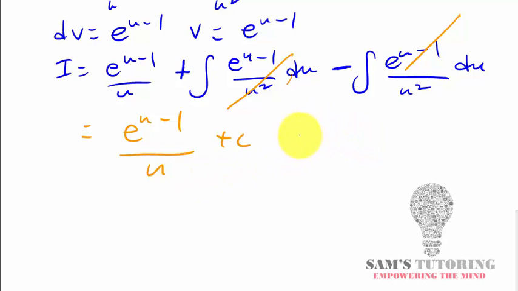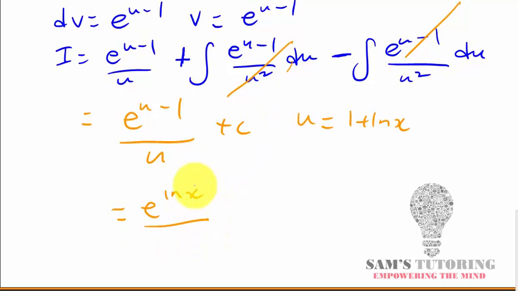Please don't forget, you need to substitute back. We had u as 1 plus ln x, so substitute it back in: e to the power of ln x, because 1 plus ln x minus 1 is ln x, over u, which is 1 plus ln x. Final answer: e to the log x is just x, so x over 1 plus ln x plus c. Hope that helped.